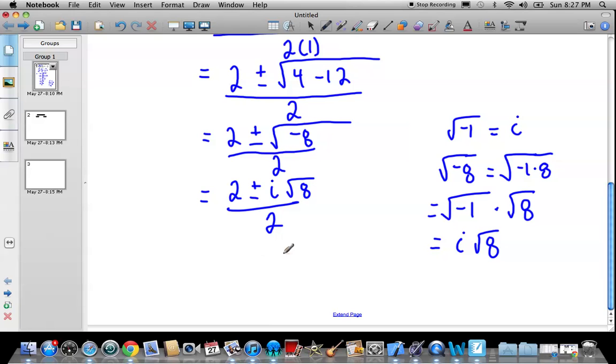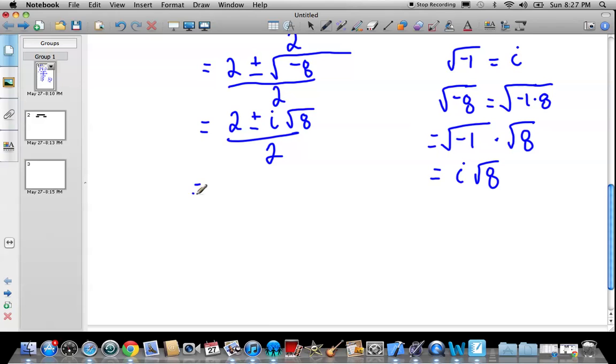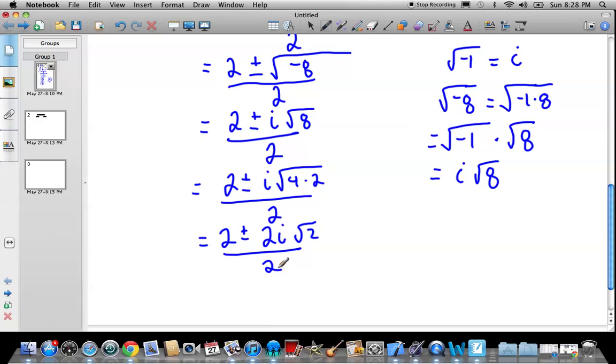Now this is not exactly reduced, so we need it in the simplest form. So root 8, well, 4 times 2 is 8. So this breaks up into root 4 times root 2. This might not be a step that you do. Divided by 2. Now the square root of 4 is 2, so what I'm left with is 2 plus or minus 2i root 2 all over 2. And then that reduces down to, this 2 has to go to both things. So 2 divided by 2 is 1, plus or minus i root 2. And there's my final answer.